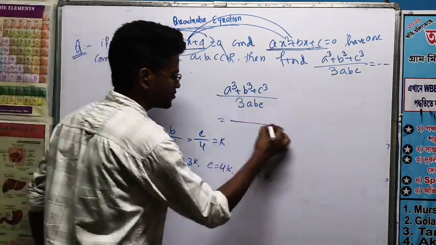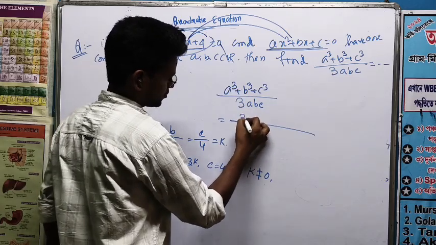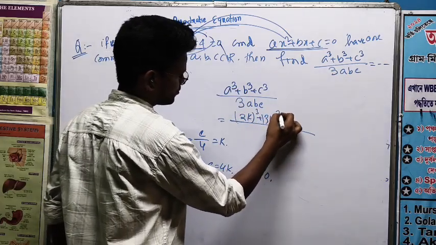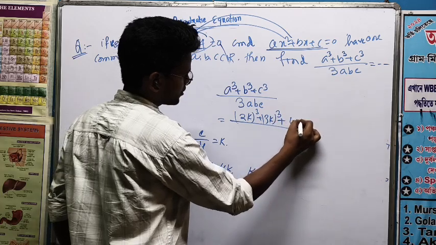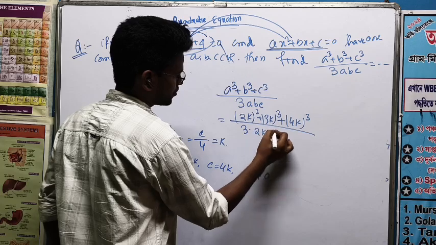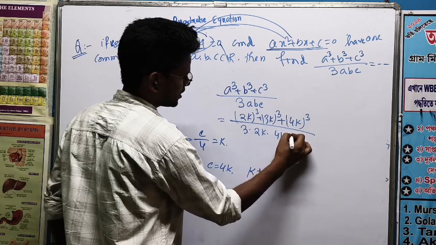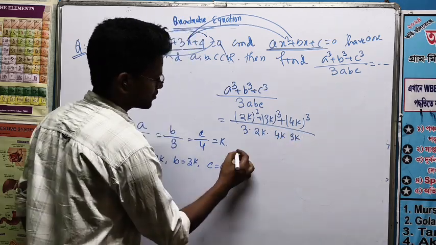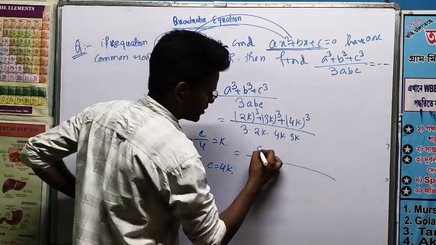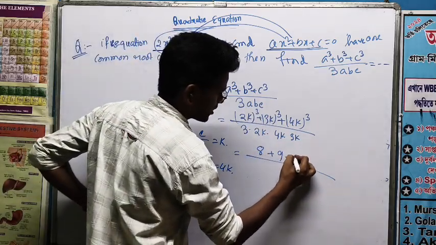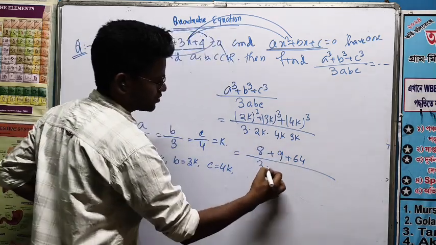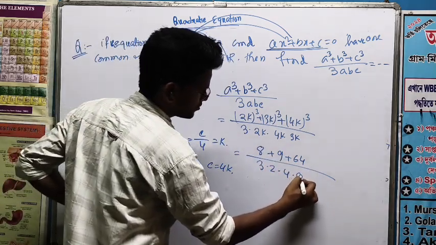Okay, that means this is 2k to the power cube plus 3k to the power cube plus 4k to the power cube, and this is 3 into 2k, and this is 4k into 3k. So that means the cubes cancel out, and this is 8 plus 9 plus 64. And this is 3 into 2 into 4 into 3.